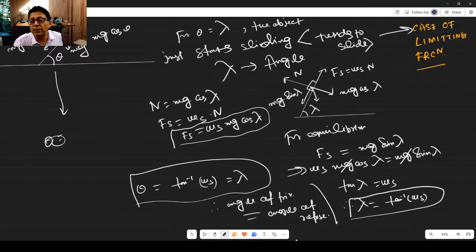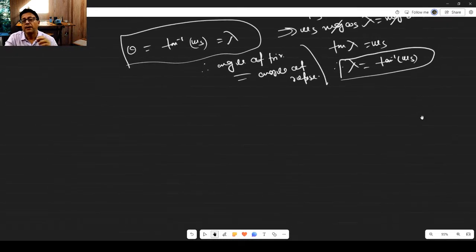Okay, you can ask me a question on limiting friction. Why am I not talking about limiting friction? Because all the laws of limiting friction are the same as the laws of static friction. Why? Because limiting friction is the maximum value of static friction. It is the force of static friction only. So we will not study it separately. All the laws will be the same. Now let us go for kinetic friction.